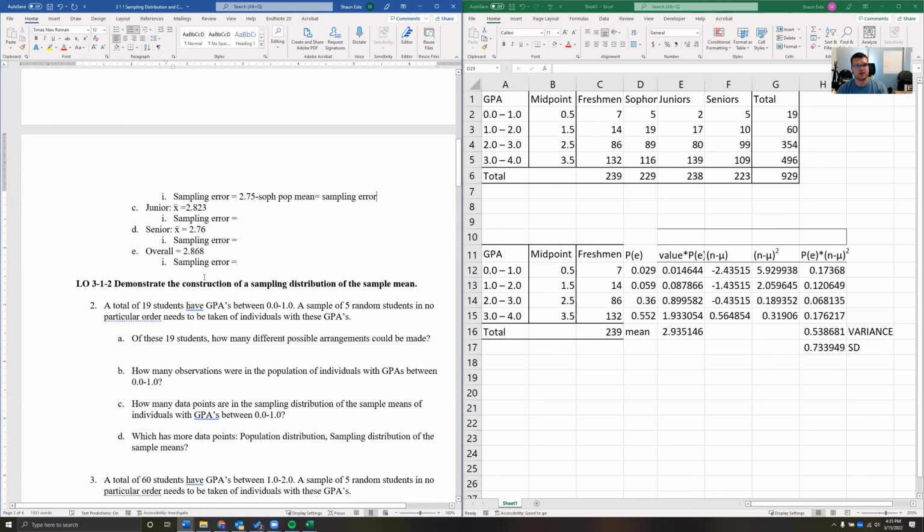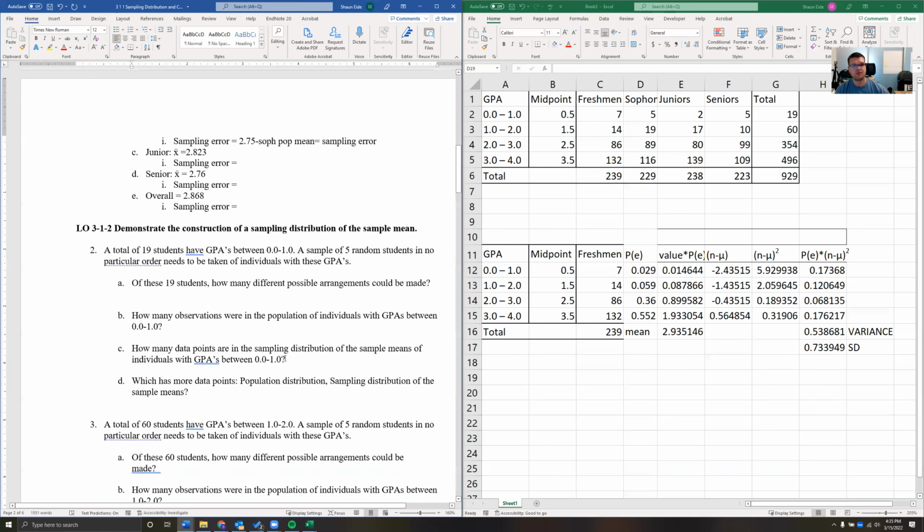Okay, and then coming down here, demonstrate the construction of a sampling distribution of the sample mean. A total of 19 students have a GPA between 0 and 1, a random selection of 5. We covered this in class. Sample of 5 random students in no particular order needs to be taken. Of these 19 students, how many different possible arrangements could be made if you select 5 at a time? How many observations were in the population of individuals with the GPA of 0 to 1? So this is literally just asking how many individuals are in that population.